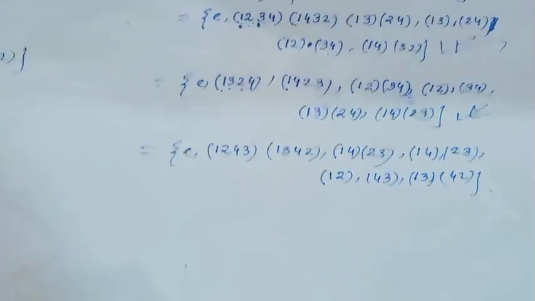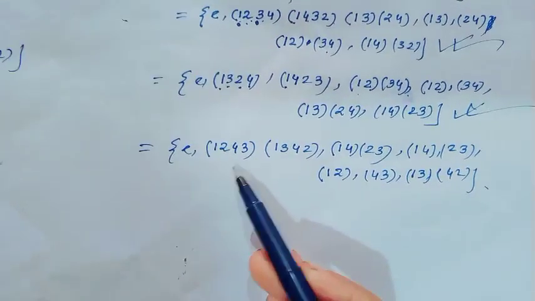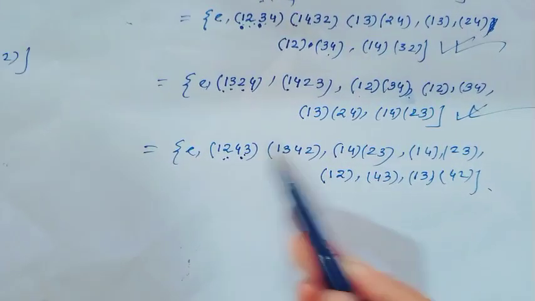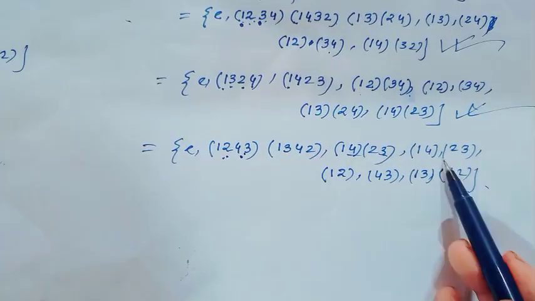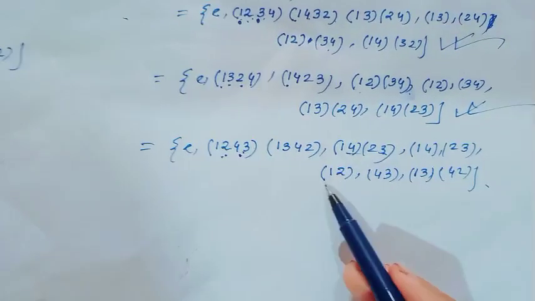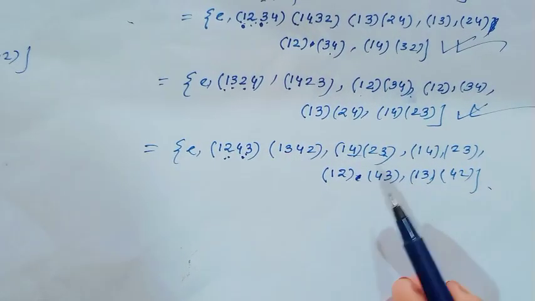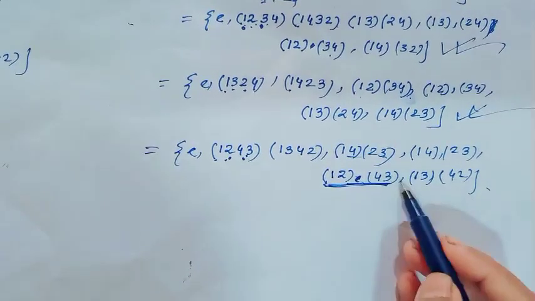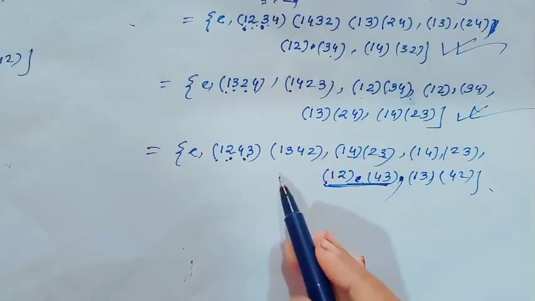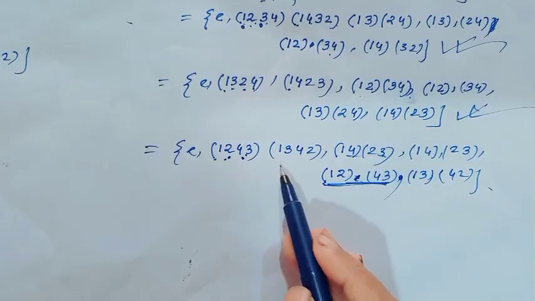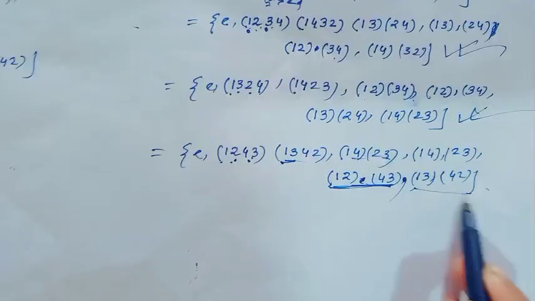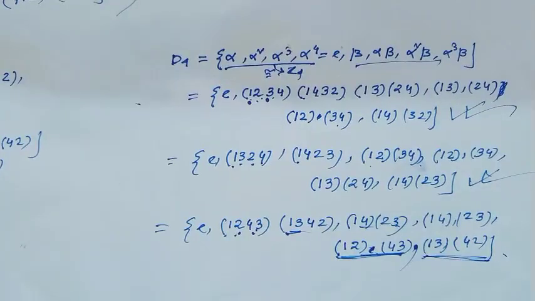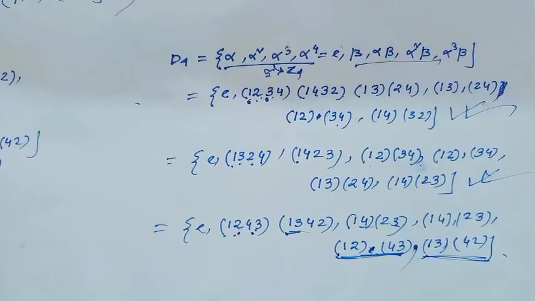And the other subgroup is identity, (1 2 4 3), (1 3 4 2), where 1 goes to 4, 2 goes to 3. Now break it pairwise: (1 4), (2 3), and then this would be (1 2 4 3). And the other element of D4 would be (1 3 4 2). I hope all my viewers have understood how the subgroups of D4 look in S4.